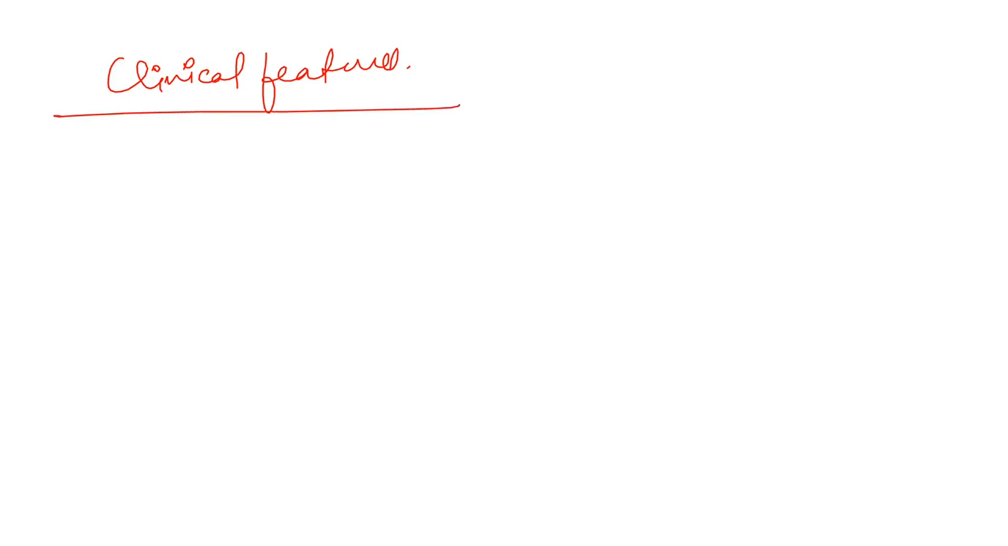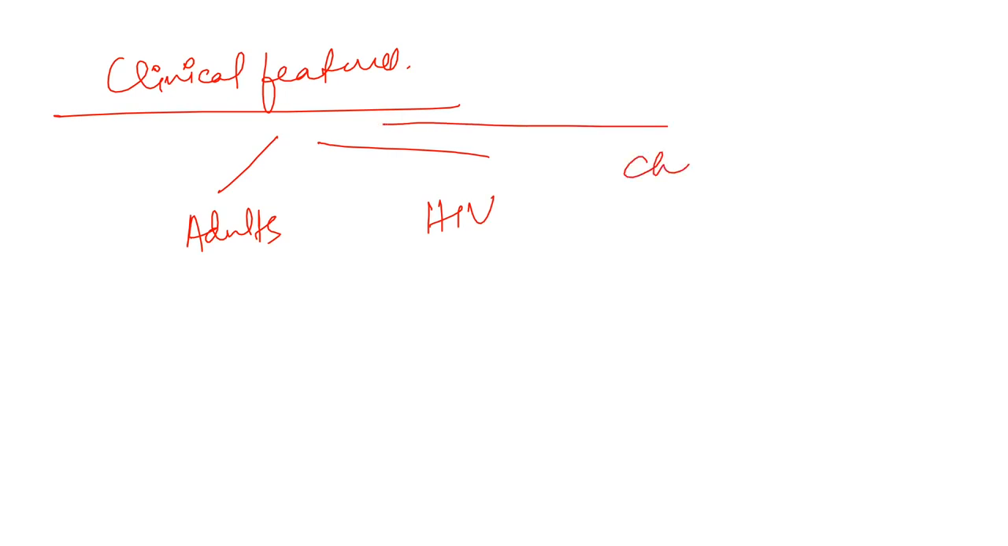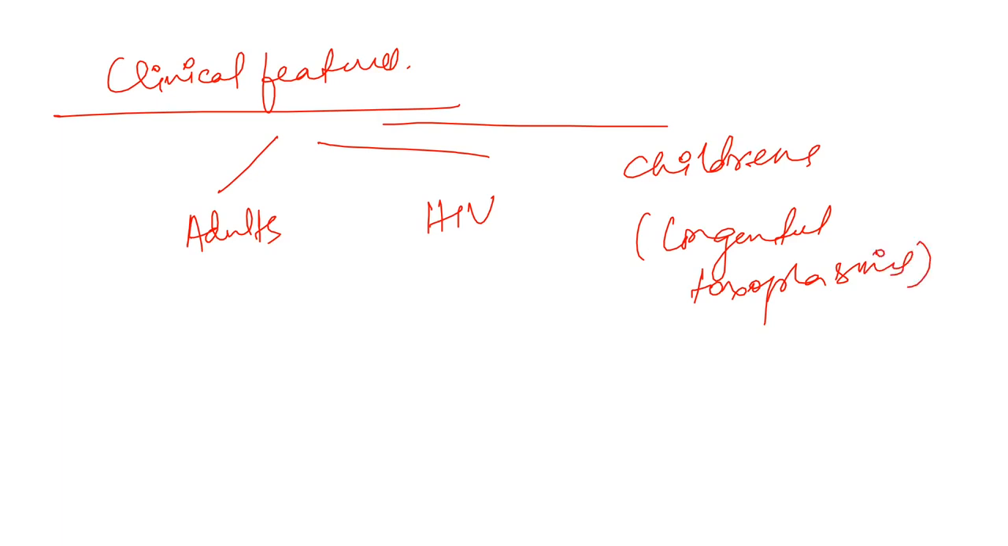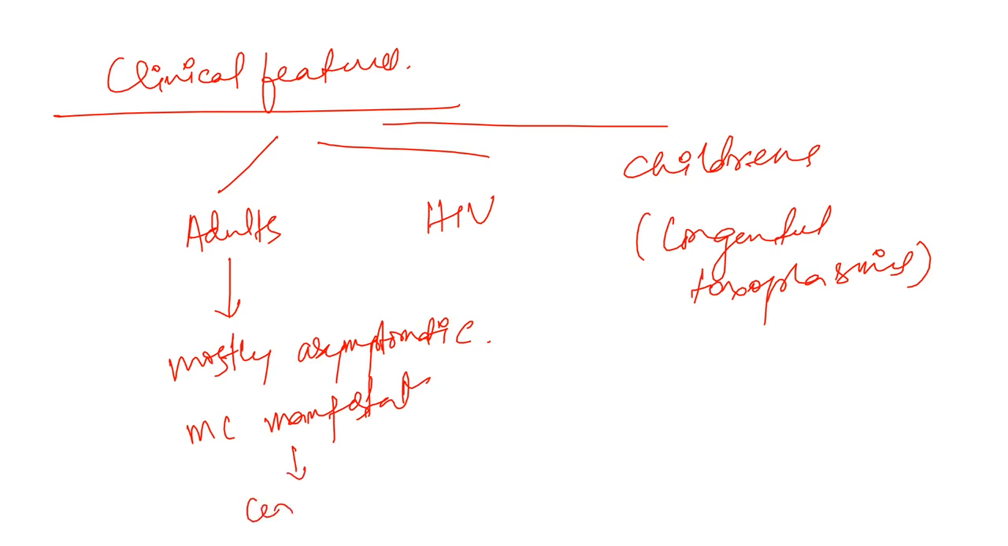So the most important thing, we'll be dividing this into various classes: adults, HIV patients, and children, meaning fetus, that is congenital toxoplasmosis. Okay, so what happens in adults? Adults are mostly asymptomatic. The most common manifestation, if they do show any symptoms, is cervical lymphadenopathy. Okay, this is done.